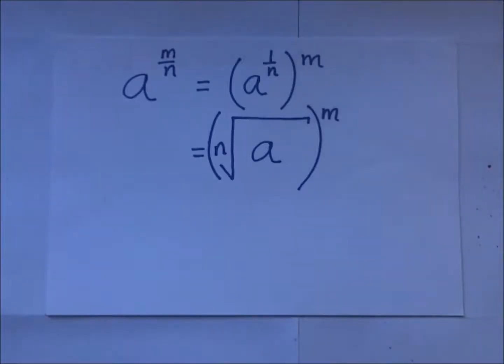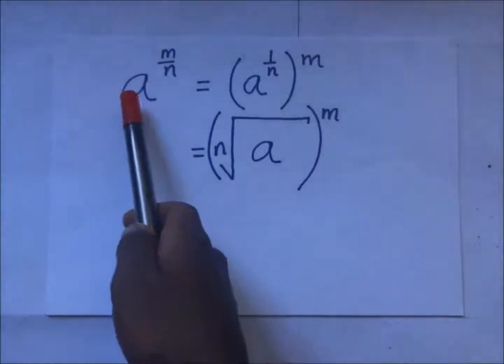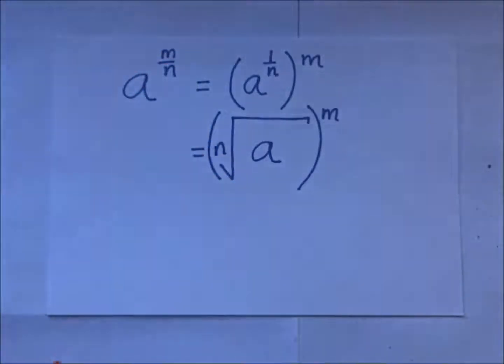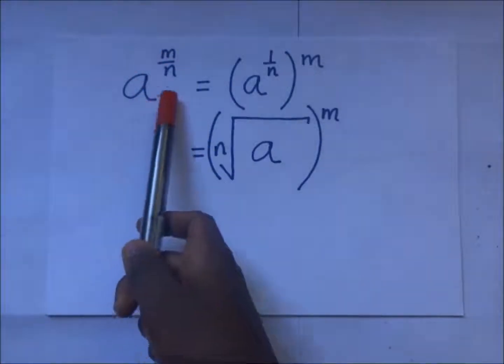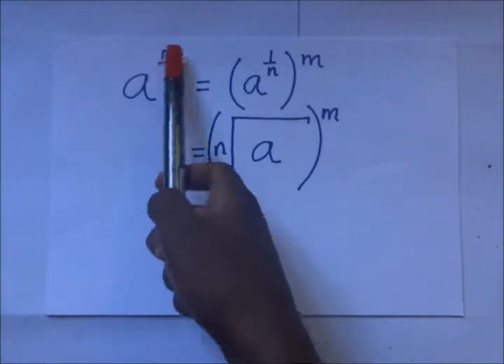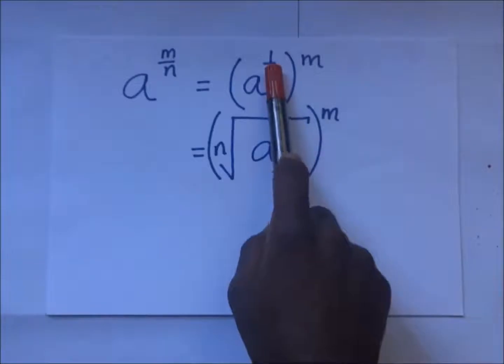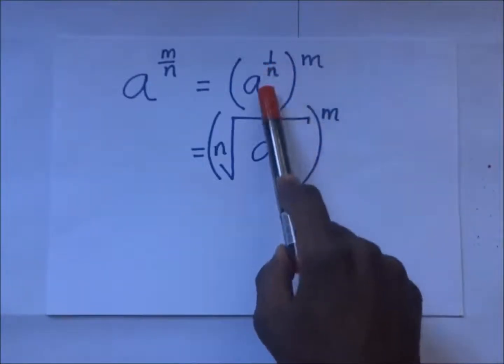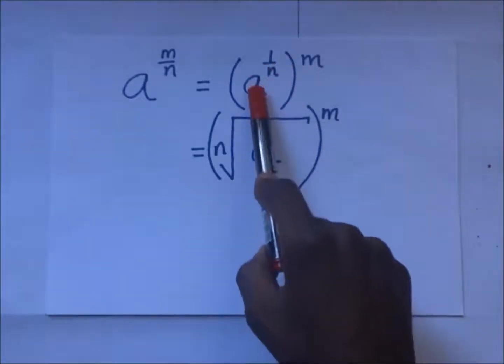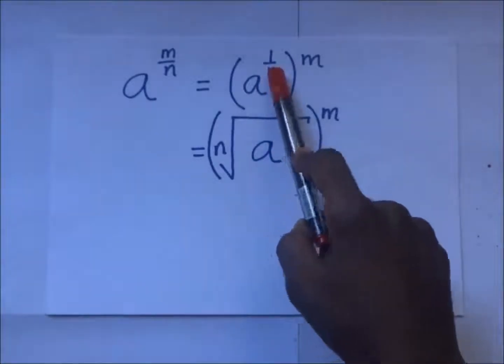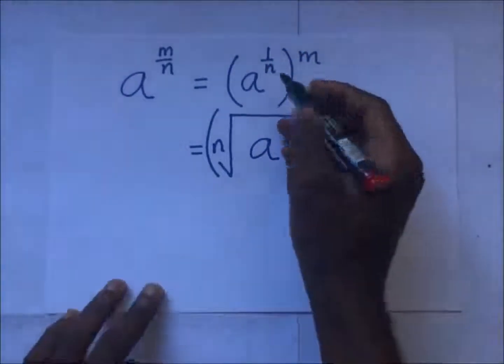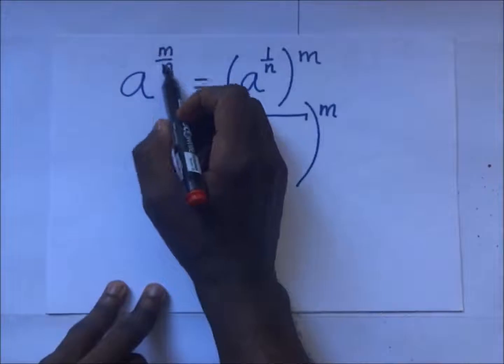So right on our screen we have a fractional index, a to the power m over n. Now, there is another interpretation of this. A to the power m over n is the same as a to the power 1 over n into m. And this is the same as the nth root of a, to the power m.